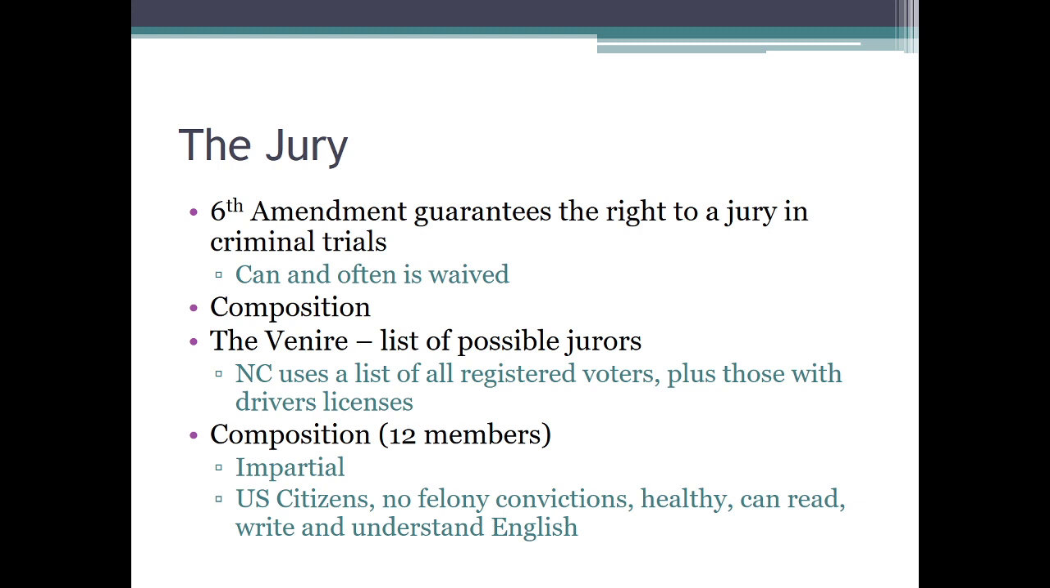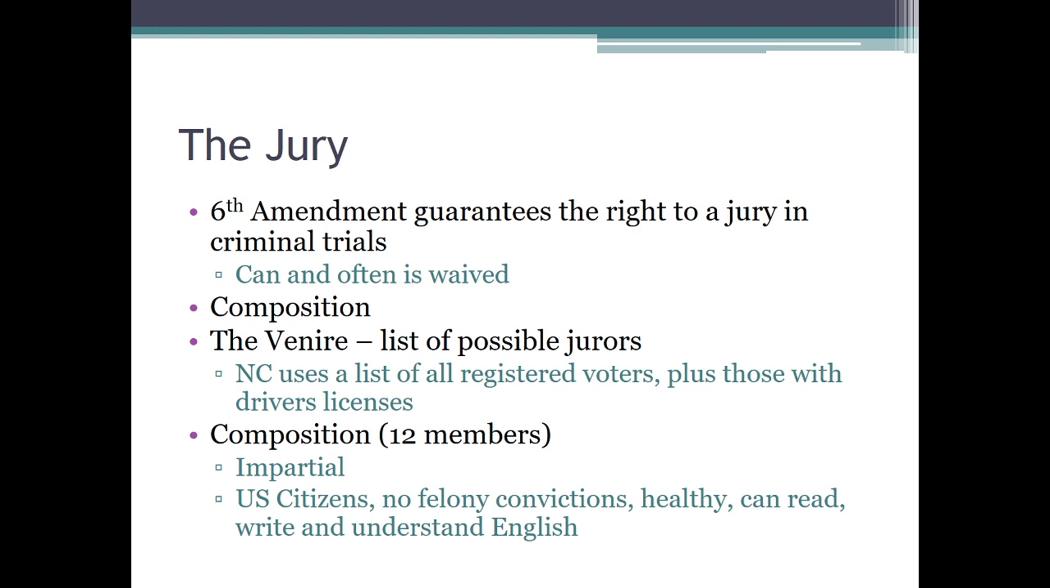So, what's a jury like? What's it composed of? Well, first of all, what's it drawn from? It's drawn from what's called the venire, V-E-N-I-R-E, which is a list of all possible jurors. Now, North Carolina uses registered voters plus driver's licenses, and that's the pool. If you don't have a driver's license and you aren't registered to vote, you're not going to show up in the venire. You're not going to wind up in the jury pool.